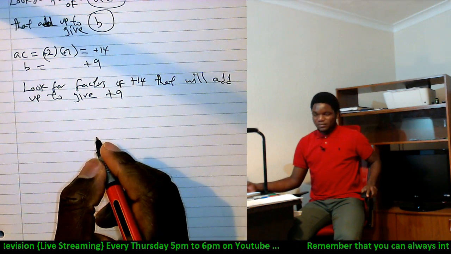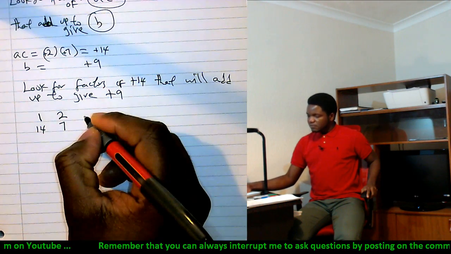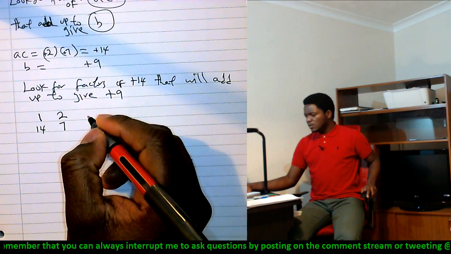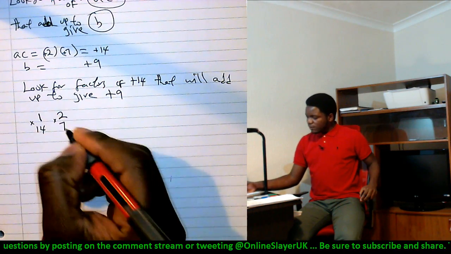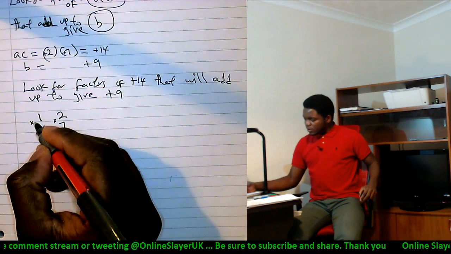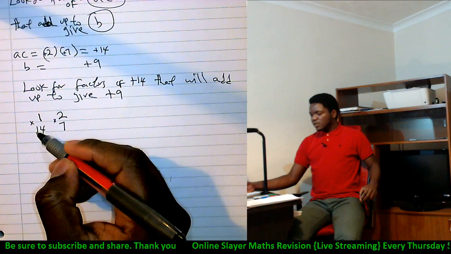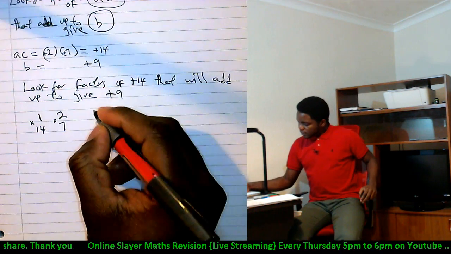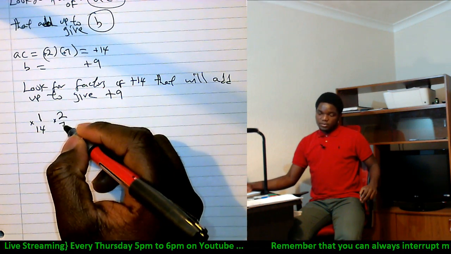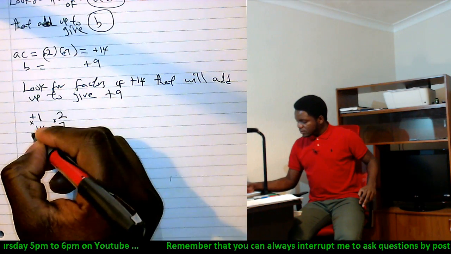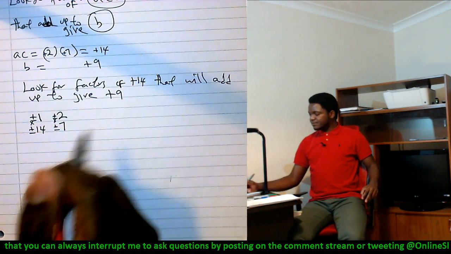Who doesn't know the factors of 14? You've got 1 times 14. You've got 2 times 7. No, that's all. This is all you've got as factors of 14. It could be plus 1 times plus 14 to give you plus 14. It could be minus 1 times minus 14 to give you plus 14. It could be plus 2 times plus 7. It could be minus 2 times minus 7. So these are the factors plus or minus of 14, right?